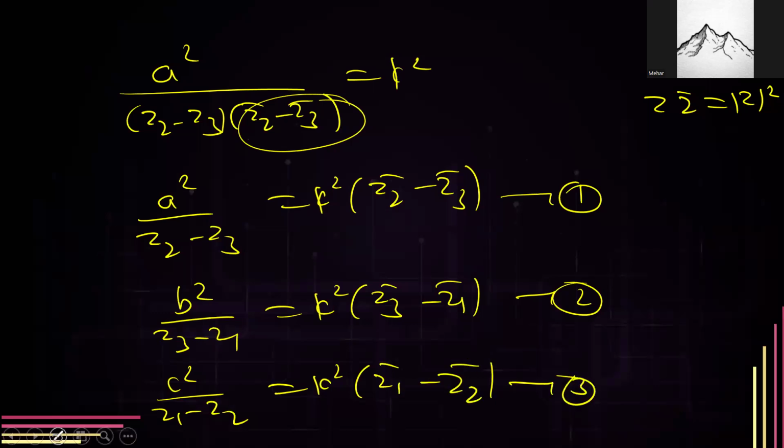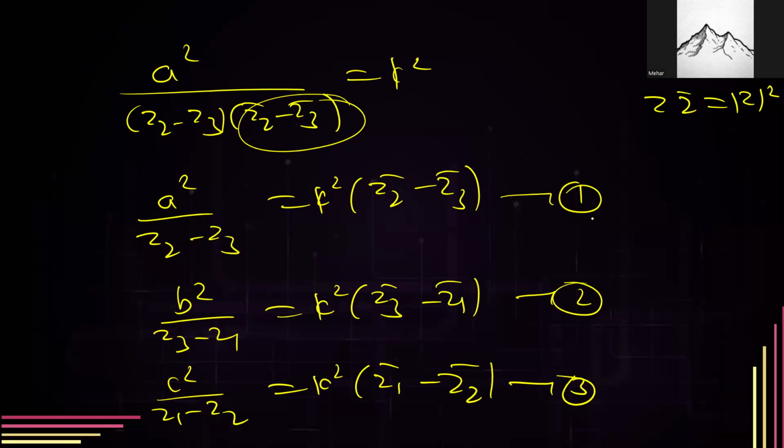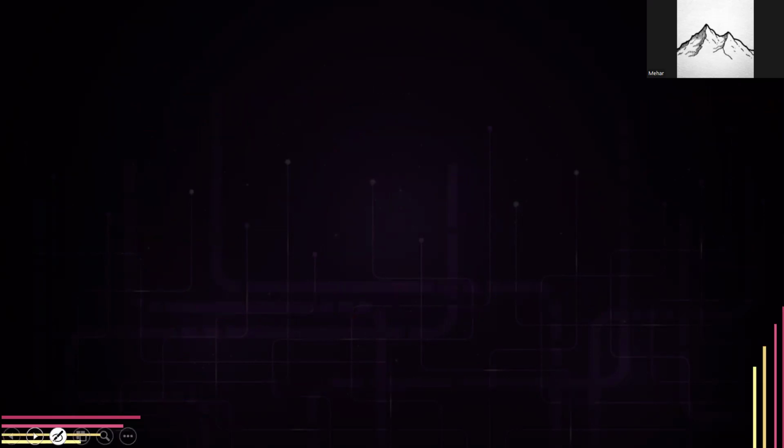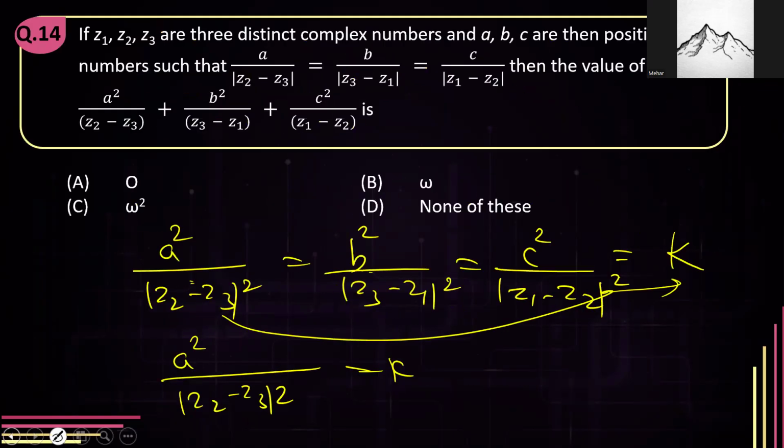By equating the first with K, I got some result; in a similar way, by equating the second with K and the third with K, whatever result I get, I wrote directly, then add all of them. So when you add all of them, clearly the right hand side K square is common, and the rest of them will add to 0. So you can just say A square by Z2 minus Z3, in cyclic order, B square by Z3 minus Z1, this ends at Z3, this starts at Z3, and the next one starts at Z1, Z1 minus Z2, this sum will be equal to 0. So now when you look at the options, clearly the answer is the first option, 0.